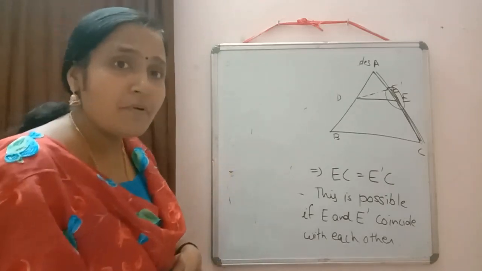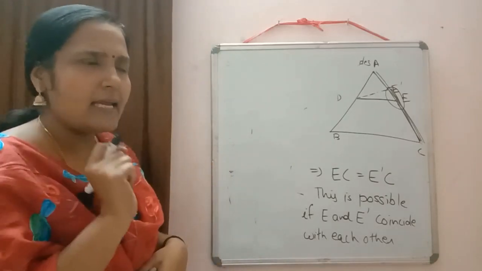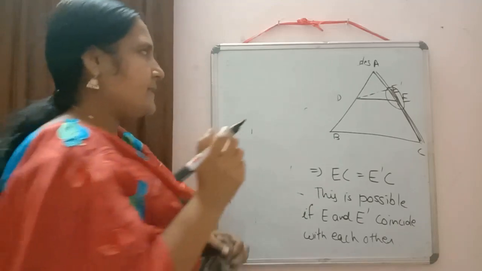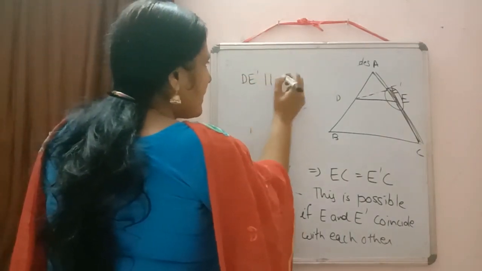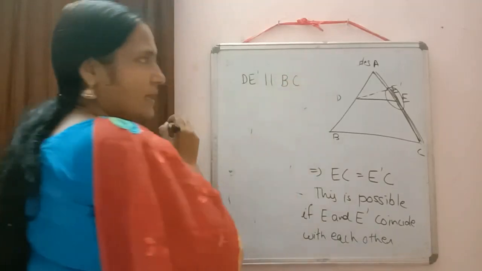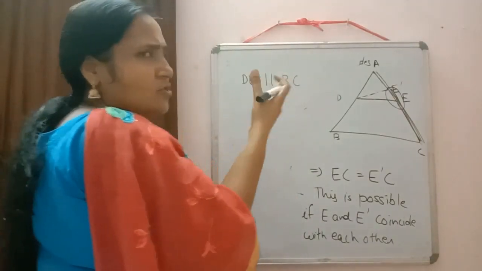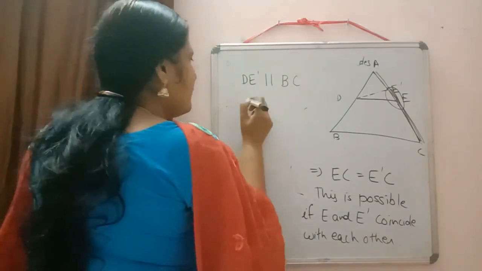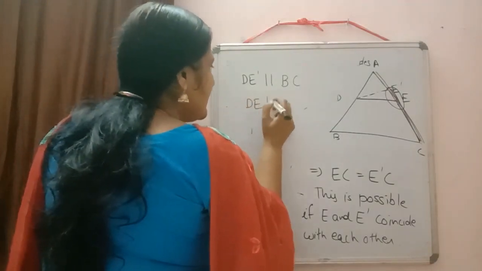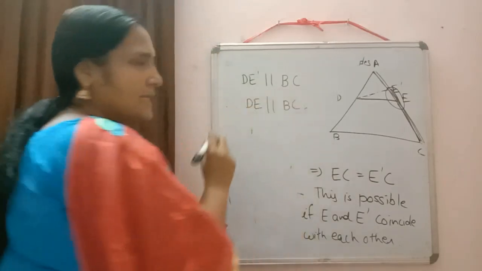But what we have to prove? We have to prove DE parallel to BC. And what we have taken? DE dash parallel to BC we have taken. And we are saying there is no difference between E dash and E, the points are the same. So therefore we can write DE parallel to BC.